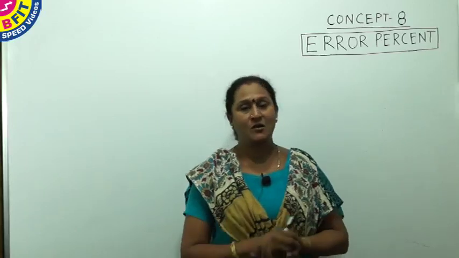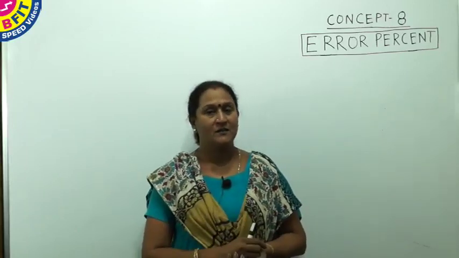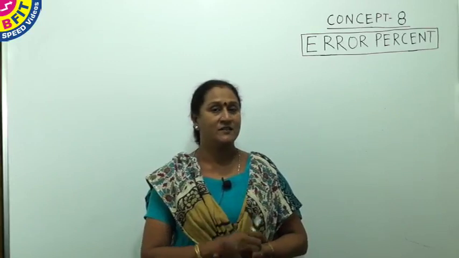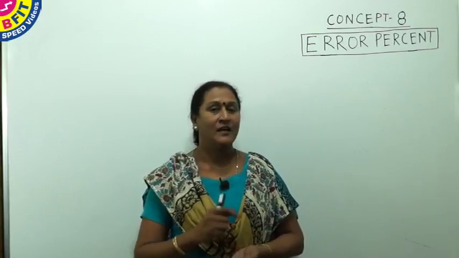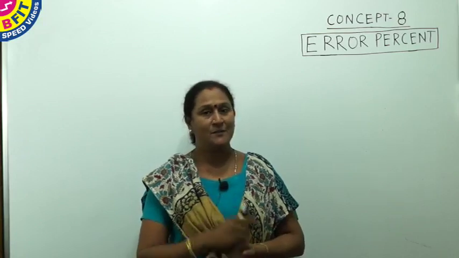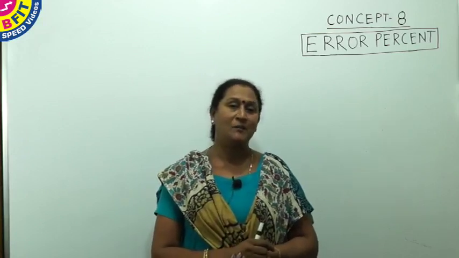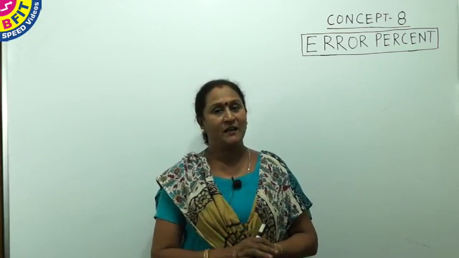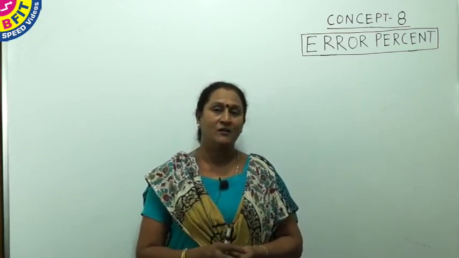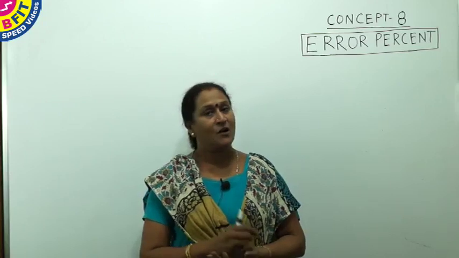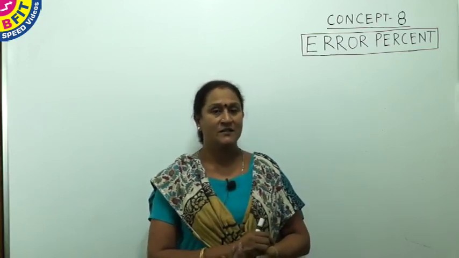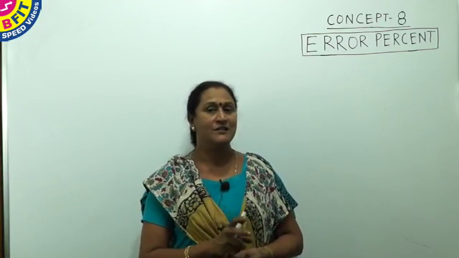So we'll see the next concept, error percentage. Sometimes they ask questions where wrong calculations are done and we'll be asked to find the error percentage. Say for example, instead of multiplying a number with 14, by mistake it is multiplied with 41. In this case, what will be the error percentage? And we'll see how to work out this type of questions where wrong calculations are done.